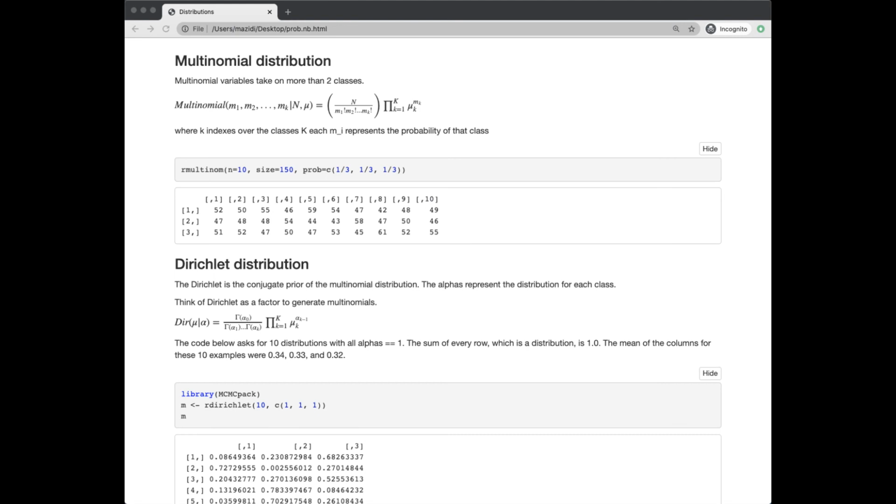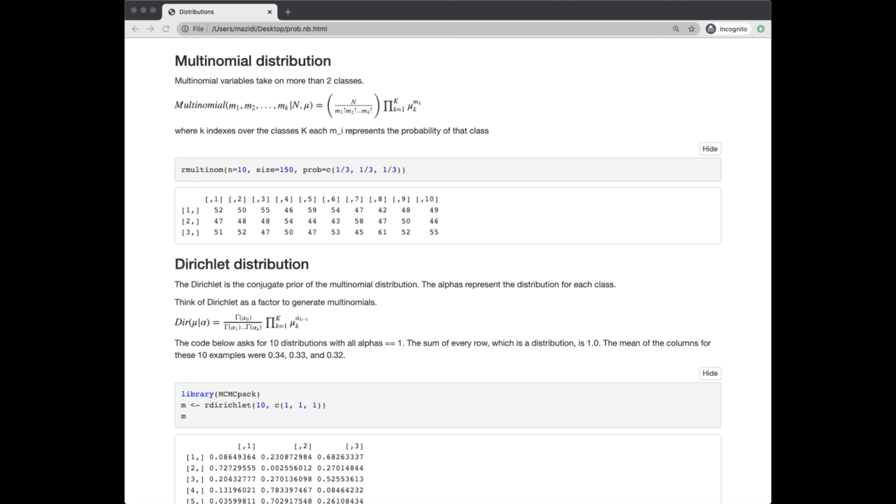So far, the distributions we looked at represent binary variables. Next, we look at multinomial variables, variables that can take on more than 2 classes. This formula gives the probability mass function of a multinomial distribution, where k indexes over the number of classes, and each of the m sub i's represents the probability of that class. All of the m's will sum to 1. The iris data is an example of a multinomial distribution.